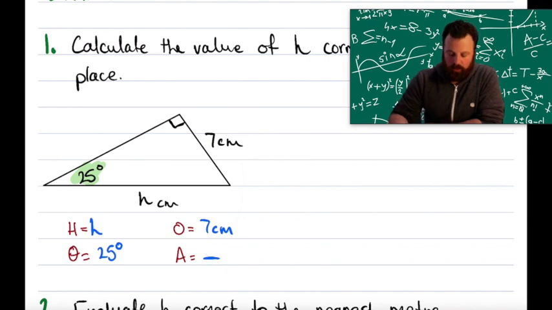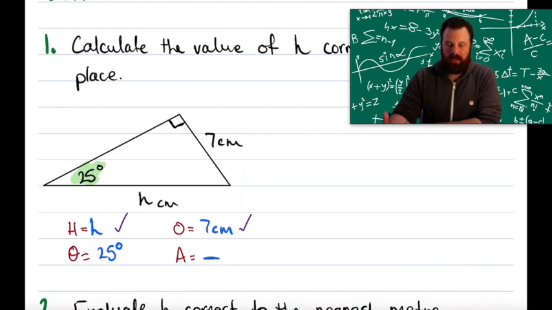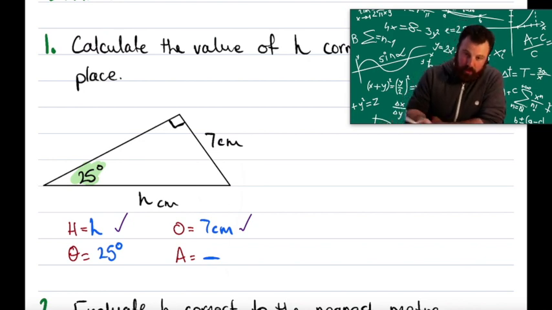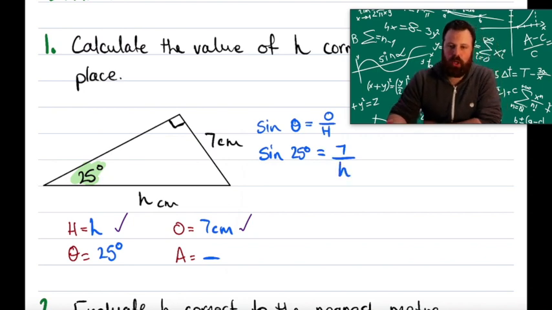So thinking back to trigonometry, which function are we going to use? Well, what deals with a hypotenuse and the opposite? Well, that's our sine function. So sine theta is equal to opposite over hypotenuse. So sine of 25 degrees is equal to the opposite side over the hypotenuse, so sine of 25 degrees is equal to 7 over h.